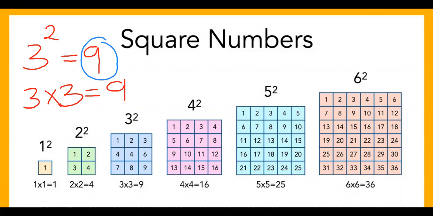So I think you can see that these are numbers that form a square. 9 is going to form this square. 4 squared, which is 16, is going to give us 16 squares. 5 is going to give us 25 squares, and 6 is going to give us 36 squares.